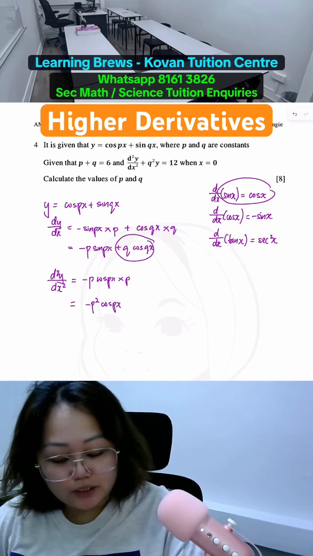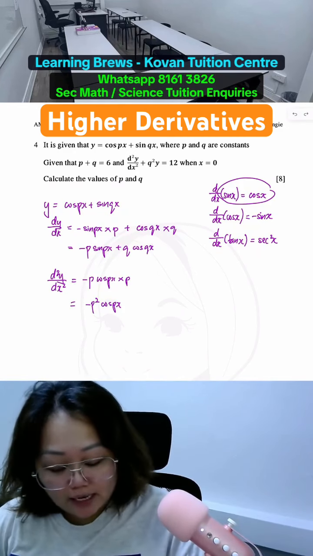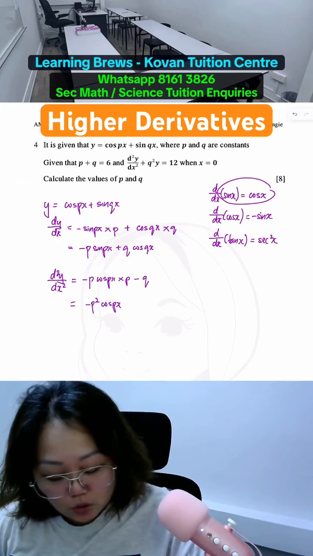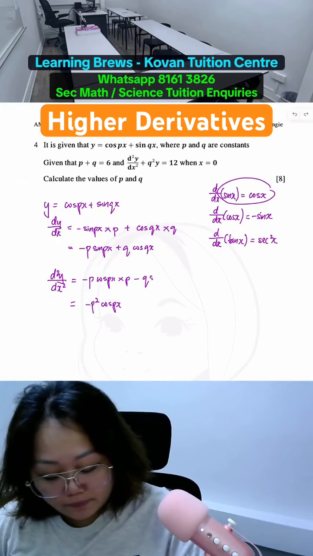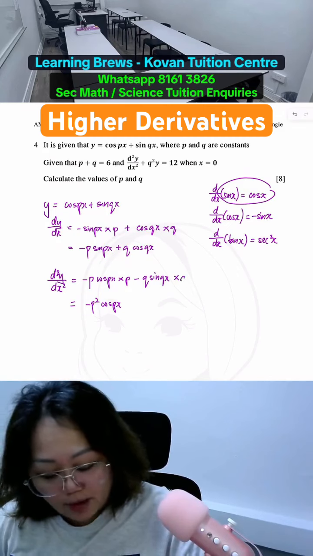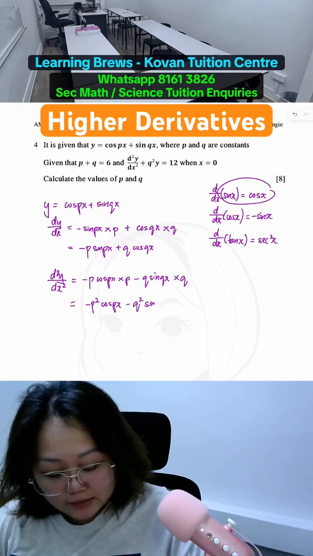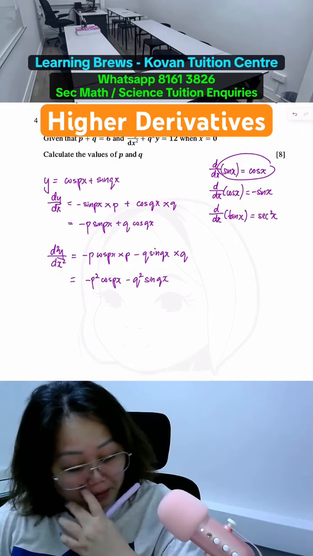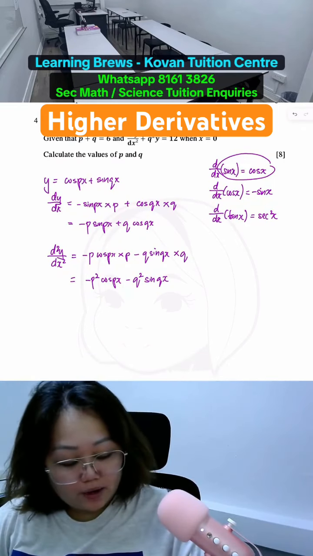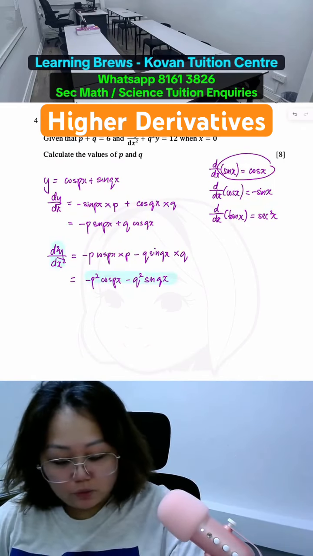Okay, then now we differentiate this one. Differentiate cosine is minus sine. So this one becomes minus q sine qx multiplied by q, because you differentiate the inside, which is q. So it becomes minus q squared sine qx. Okay, so this is my d squared y over dx squared.